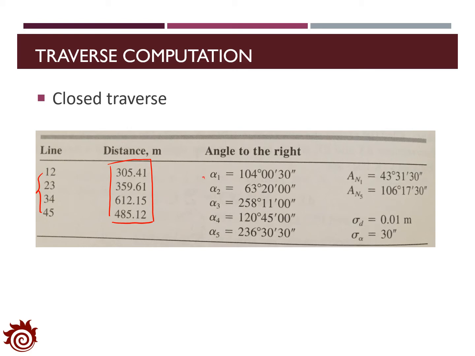Also, we measure the angles at all the 5 points from 1 to 5, and the azimuth of the initial and the final segments are given. We know that the precision of the distance measurement is 0.01 meter, and the angle measurement is 30 seconds.